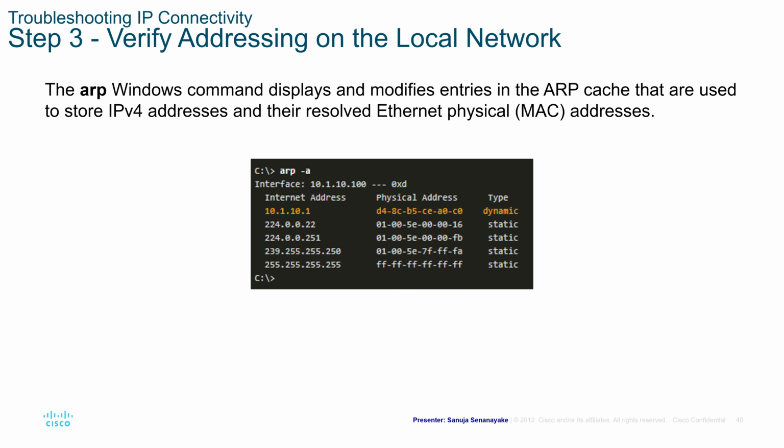Step 3, verify addressing on the local network. The ARP command on Windows machines can display and modify the entries in the ARP cache that are used to store IPv4 addresses and their resolved Ethernet physical addresses. If you run the arp -a command, for example, it will list all the internet addresses, associated MAC addresses, and the type, such as dynamic or static, on your Windows machine. So that can verify the addressing on your local network, because that's your ARP table.